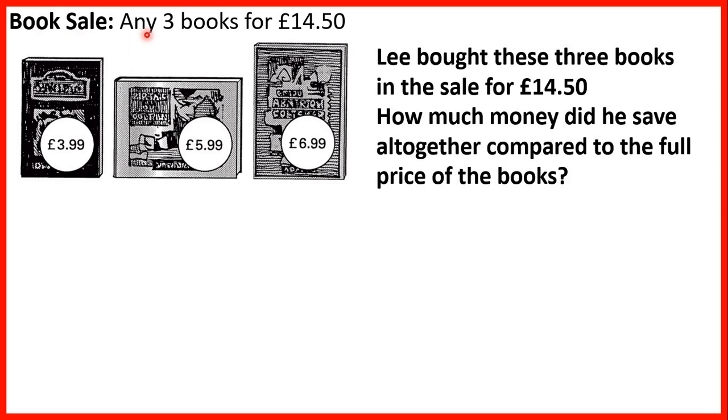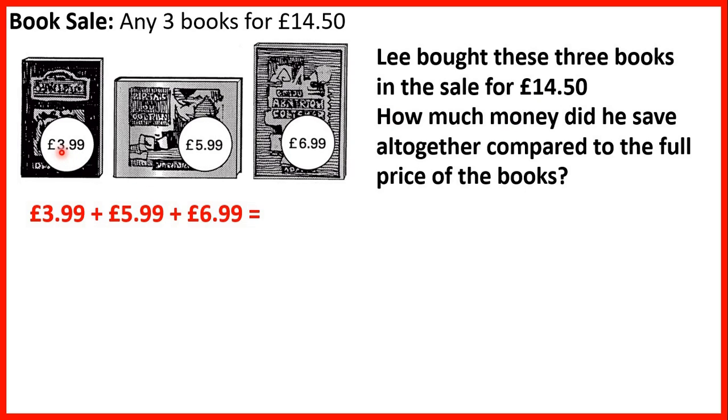Book sale. Any 3 books for £14.50. Lee bought these 3 books in the sale for £14.50. How much money did he save altogether compared to the full price of the books? So what we need to do is work out the total cost of the 3 books if they're not in the sale, and then find the difference, so subtract £14.50 to find how much money he saved.